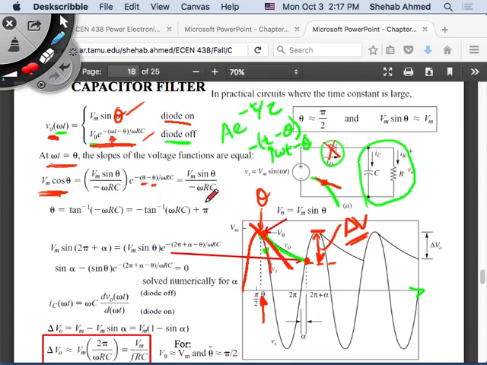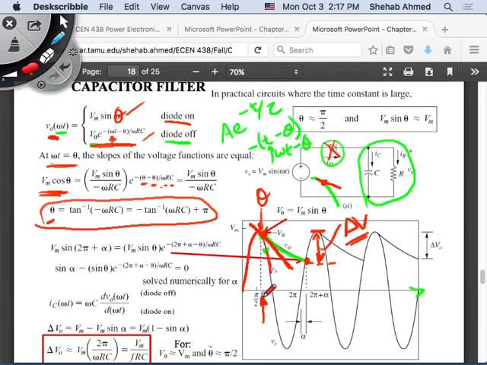And then this is an equation in terms of what? Omega, R, C, Vmax, and theta. I solve this equation for theta, and I have this equation for theta. So theta is equal to inverse tan omega RC plus pi. Right? So this is a closed form equation for theta. What else do I need?